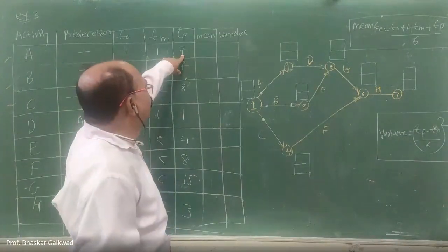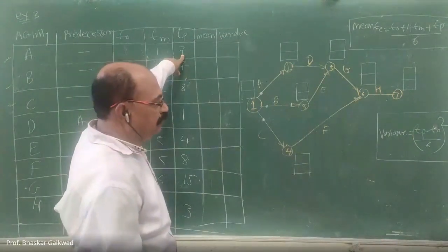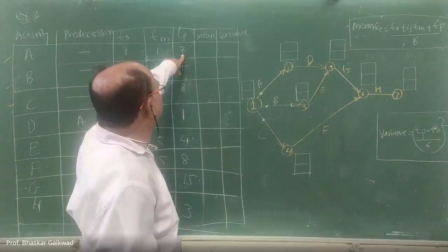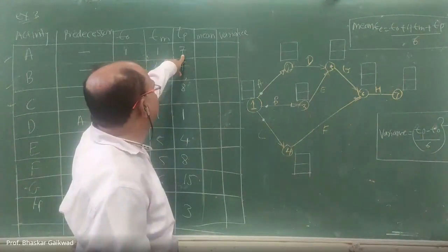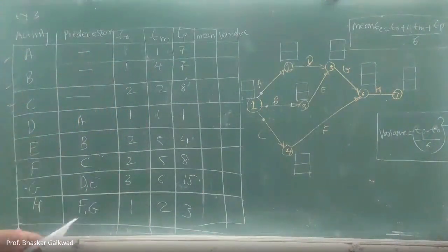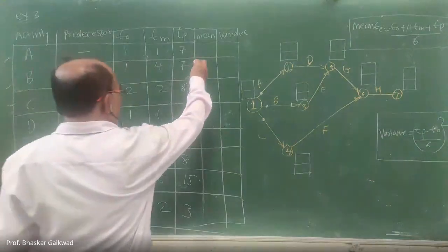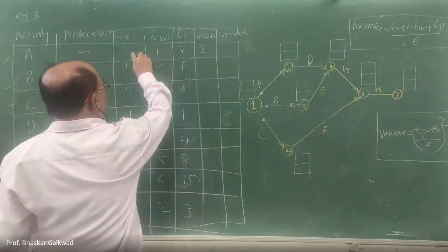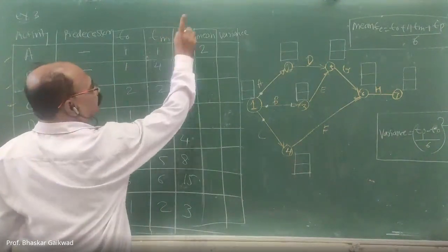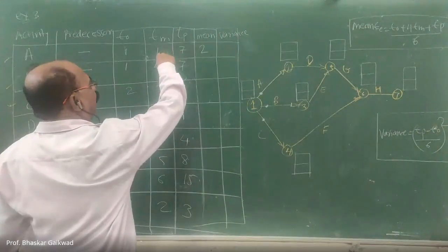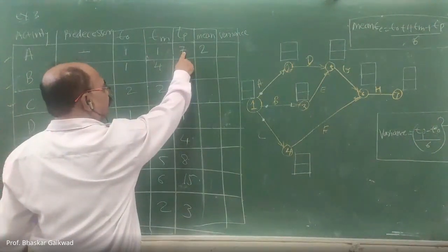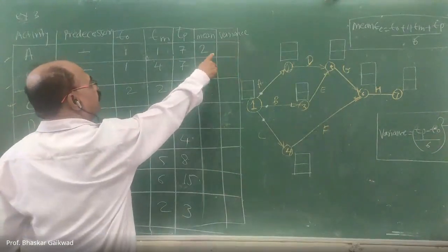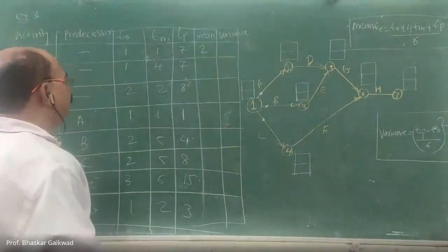Correct? So plus 7 divided by 6. So how much is there? The mean will be 2. So 1 plus 4 into 1 is 5, plus 7, 12. 12 divided by 6, that is 2.